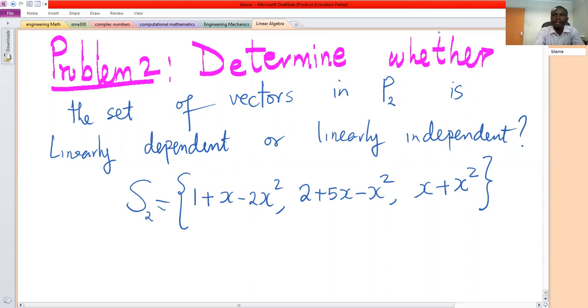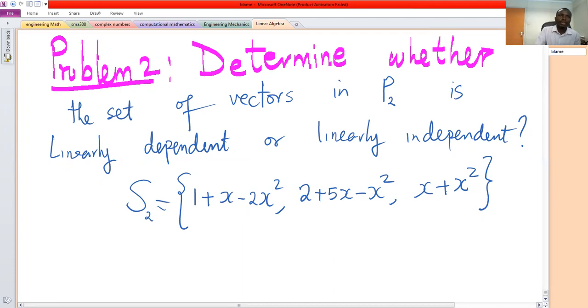Welcome to this session. In this session, we are going to do a problem to determine whether the set of vectors in P2, that is the set of all polynomials of degree less than or equal to 2, is linearly independent or linearly dependent. So the problem reads: determine whether the set of vectors in P2 is linearly dependent or linearly independent, where the set is 1 plus x minus 2x squared, 2 plus 5x minus x squared, and x plus x squared.